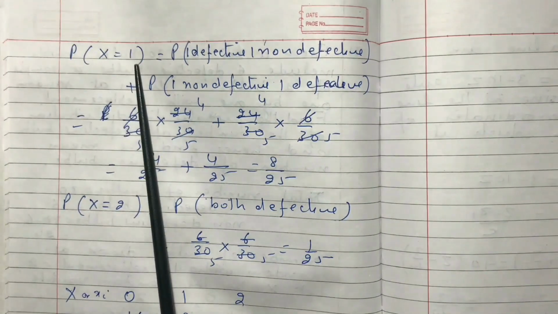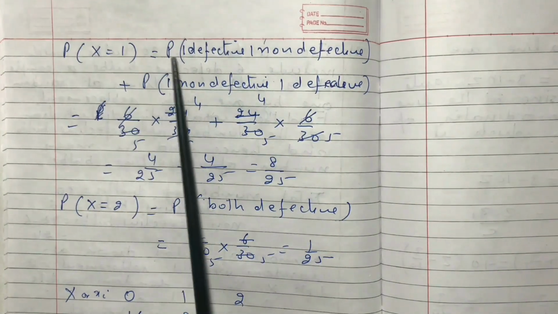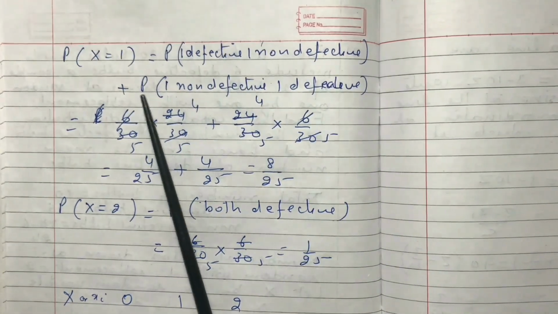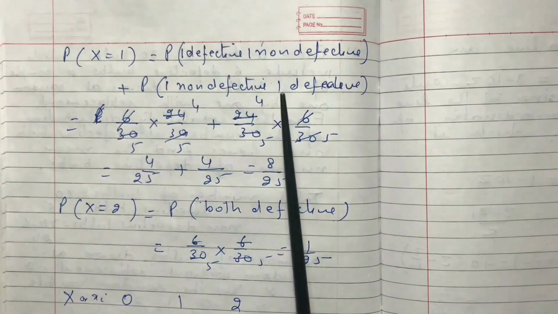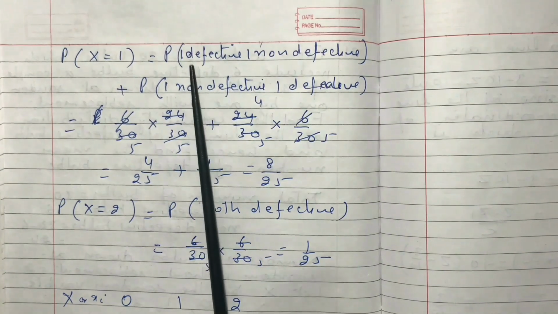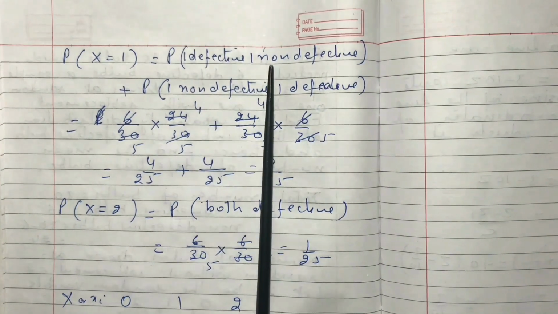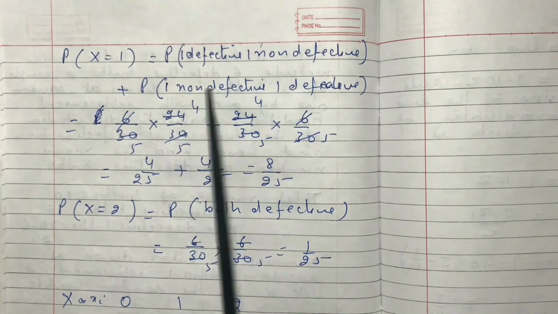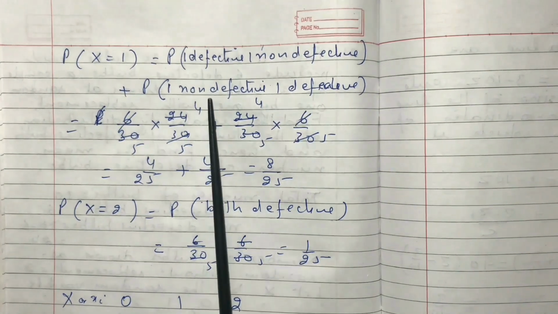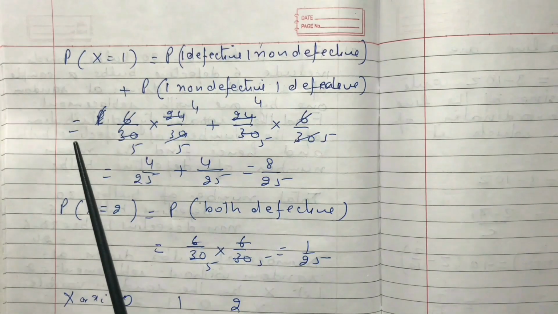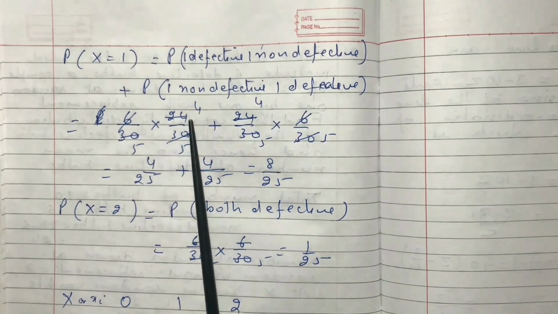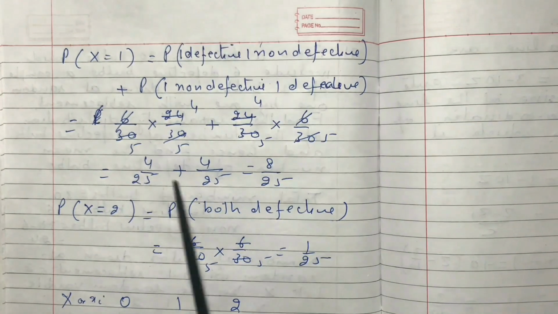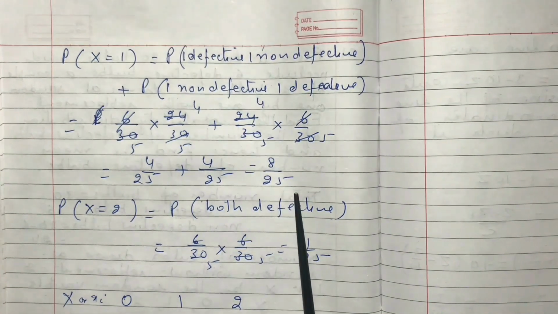Probability of X is equal to 1. It means probability 1 defective, 1 non-defective plus probability 1 non-defective and 1 defective. इसका मतलब पहला जो बल्ब निकाला वो डिफेक्टिव था, दूसरा निकाला वो नहीं डिफेक्टिव था, और फिर पहला नहीं डिफेक्टिव था और दूसरा डिफेक्टिव था. तो यहाँ पर 2 केस बनेंगे और उनके बीच में प्लस आएगा. This is equal to 6/30 into 24/30 plus 24/30 into 6/30. कैलकुलेट इट, you will get 8/25.